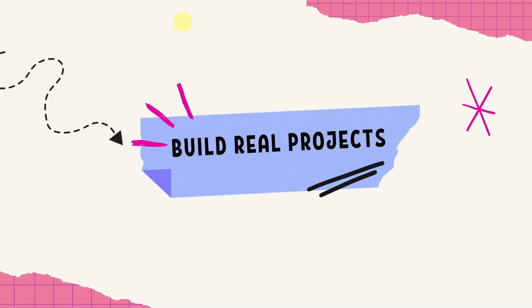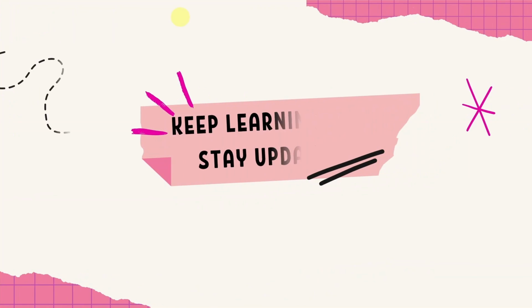So what you should do is build real world projects which have to be used or which have some meaning. You should build that kind of projects. Then keep learning and stay updated. Whatever versions we have, what is the latest version of ECMAScript, what features were added in it, why those features were added, how to use those features. You should always keep yourself updated.